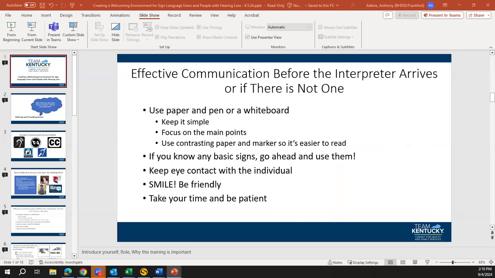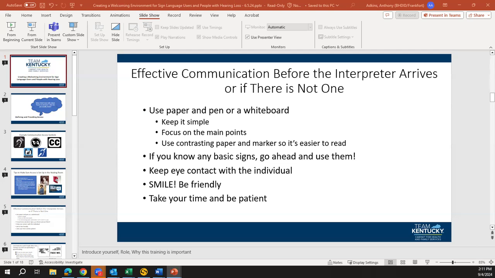Effective communication before the interpreter arrives, or if there is not an interpreter for the appointment. If there's not going to be any interpreter, or if the interpreter hasn't yet arrived, you can try to use paper and pencil, or some offices use a whiteboard that they can easily erase.